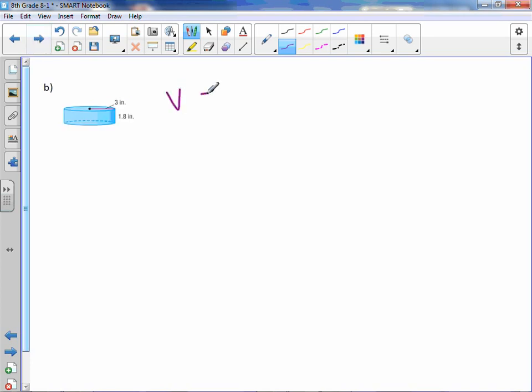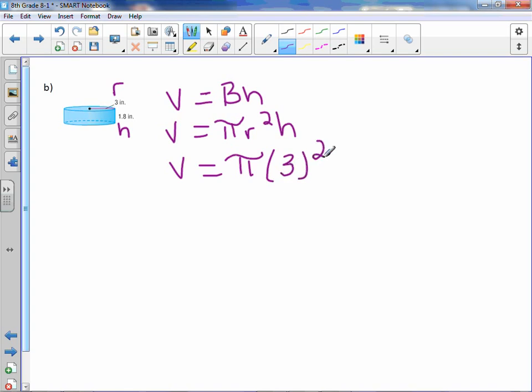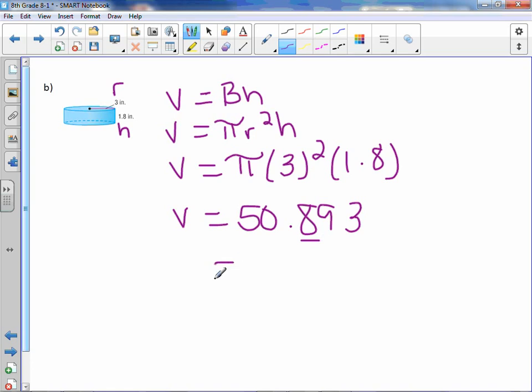Letter B, volume equals capital BH. Capital B is replaced with pi r squared, again because the base of a cylinder is a circle. 3 here represents the radius, 1.8 represents the height of the cylinder. Volume equals pi 3 squared times 1.8. Plug that in the calculator, and we get 50.893, round to the nearest tenth, 50.9, and it's cubic inches.